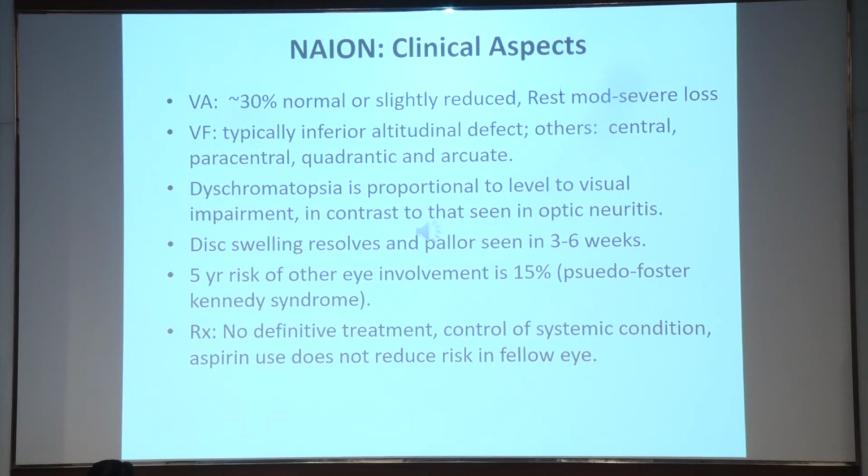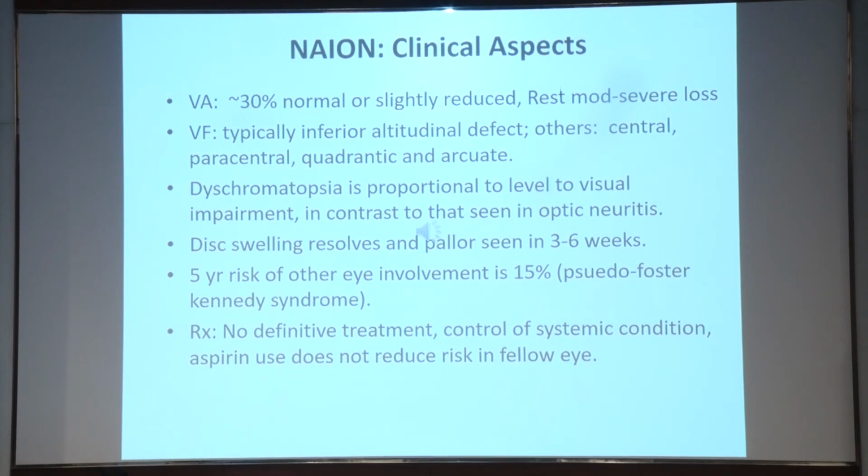The visual defect will typically be in the form of an inferior altitudinal defect, although a superior altitudinal defect can also be seen. Then there can be central or paracentral scotomas, which are very rare. Quadrantic and arcuate defects, I would say, are more common. Dyschromatopsia is seen as with any other optic neuropathies.